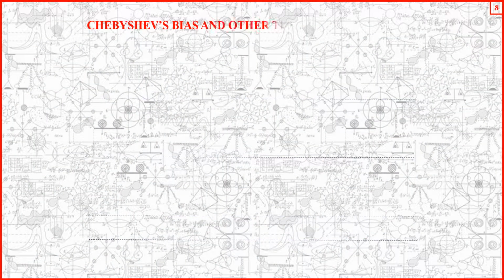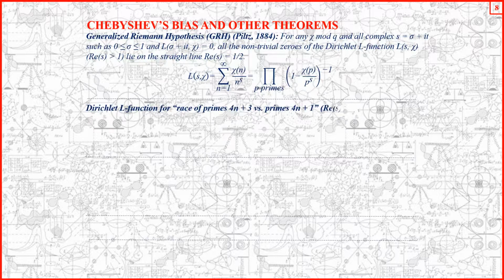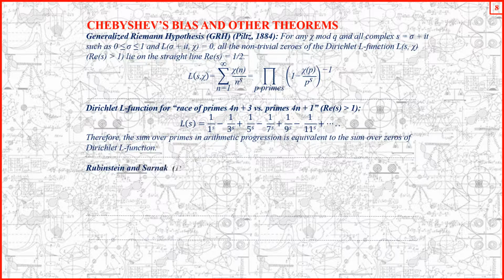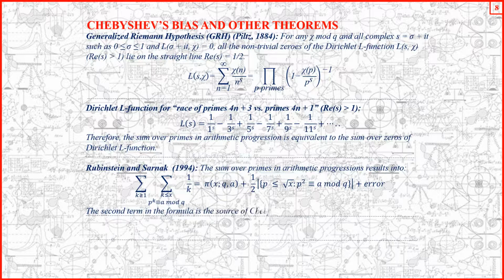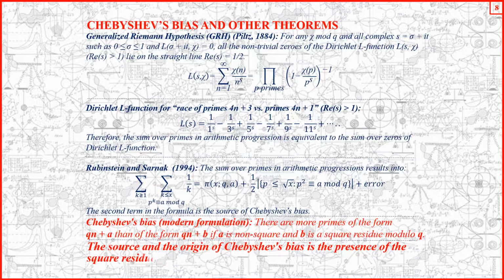The switch to generalized Riemann hypothesis allowed mathematicians to consider Chebyshev's bias, not only as the sum over primes in arithmetic progression, but also as the sum over zeros of corresponding Dirichlet L function. Rubinstein and Sarnak also proved that the presence of a square residue among corresponding residues was the main source and the origin of Chebyshev's bias. The race with a non-square residue almost ever contained more primes than the race with a square residue.